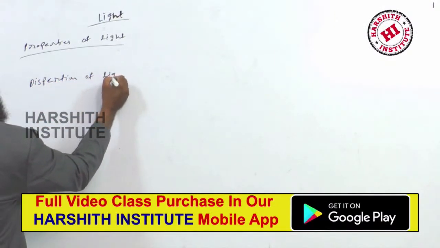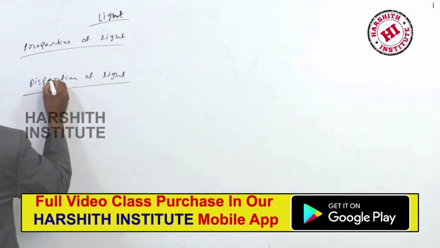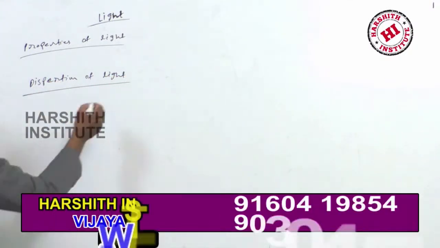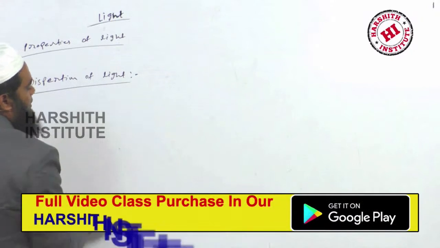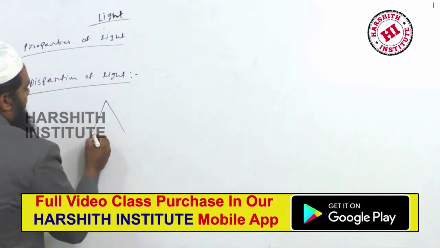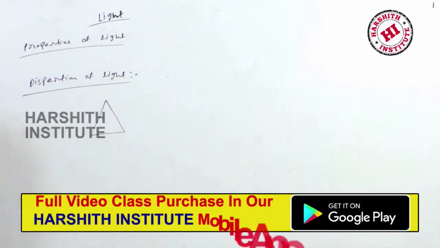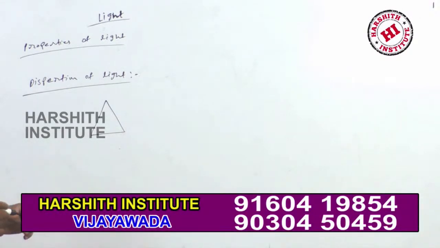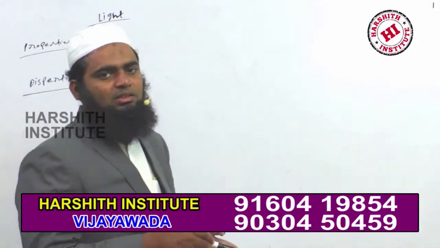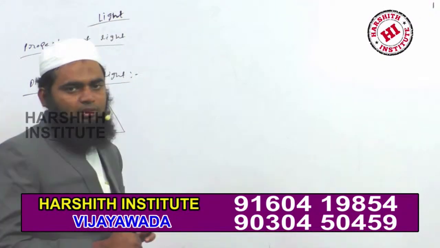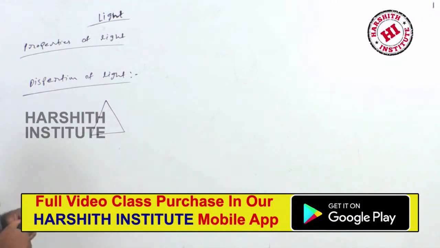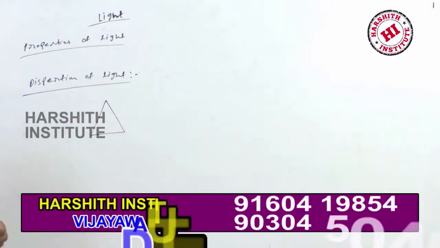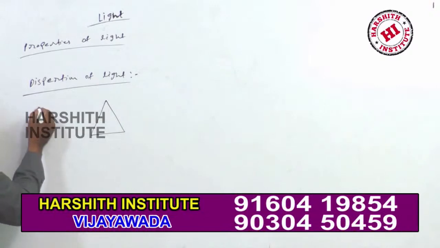Dispersion of light. Okay, dispersion of light is one of the properties. Now the light is passed on a prism. We can observe this is one prism, and this prism is made of glass. This is flint glass. They use it for making the prism. This is simply called a prism. It has a triangular shape.